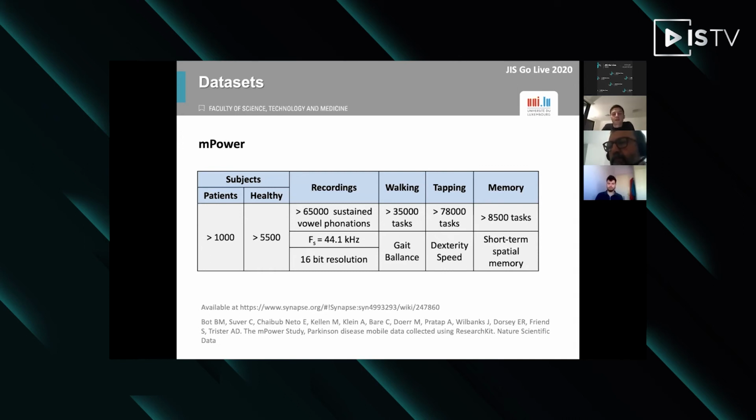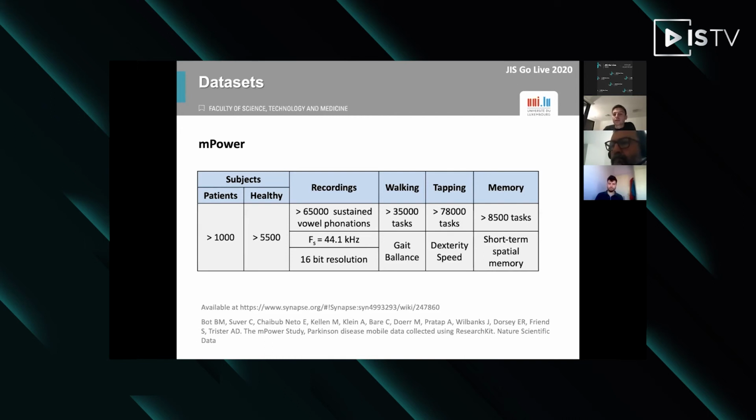The third data set that is publicly available is actually the most comprehensive one. It contains over 65,000 recordings of sustained vowel phonations spoken by over 1,000 patients and over 5,500 healthy subjects. This is actually a multimodal data set. So beside the voices, it also contains walking activity. The recordings are initially made by a mobile application, and again, except for the speech recordings, there are walking tasks where the participants are asked to walk while holding their mobile phone in order to assess their movements.